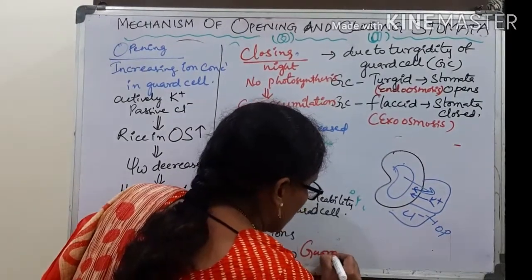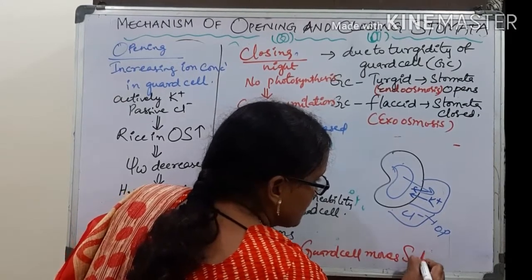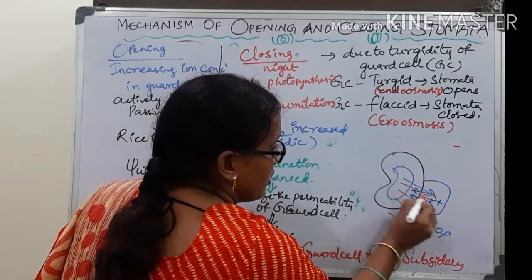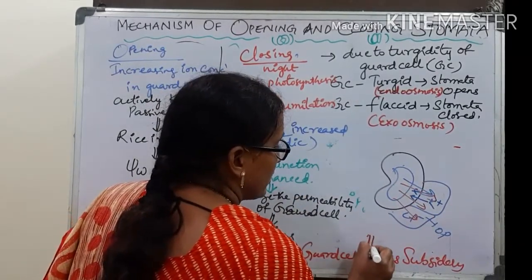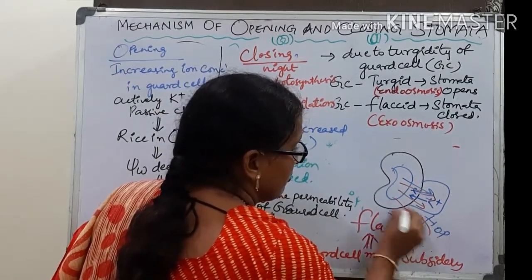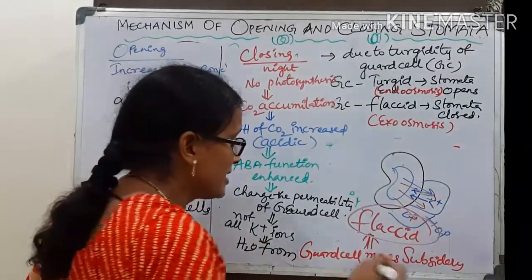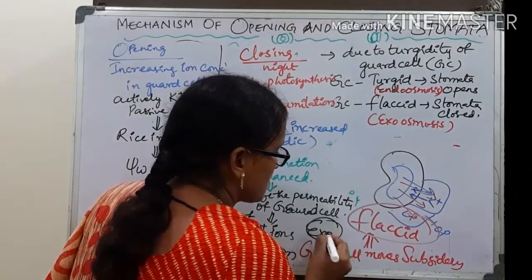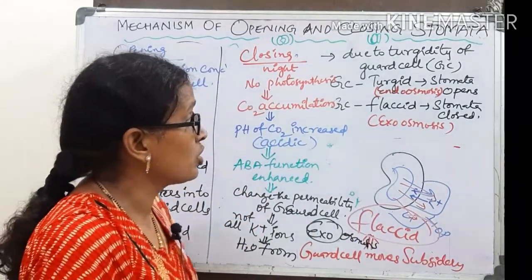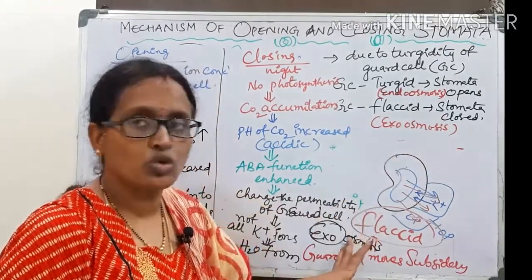Water from the guard cell moves into the subsidiary cells. So when water moves out, the cell becomes flaccid. When the cell becomes flaccid, that is water going outside, it is exoosmosis. So what we wrote in the starting, guard cells become flaccid, and due to exoosmosis, stomata is going to be closed.